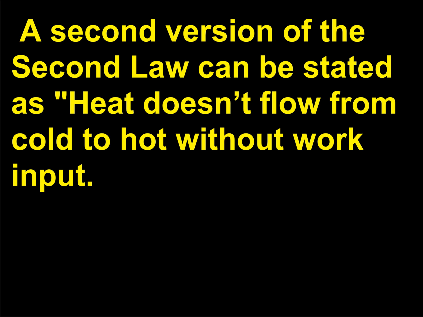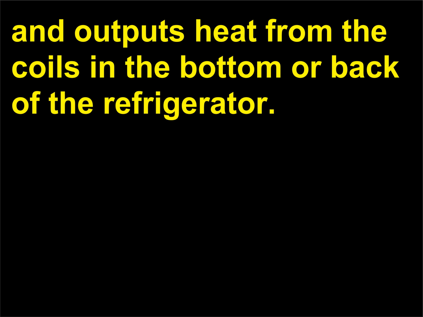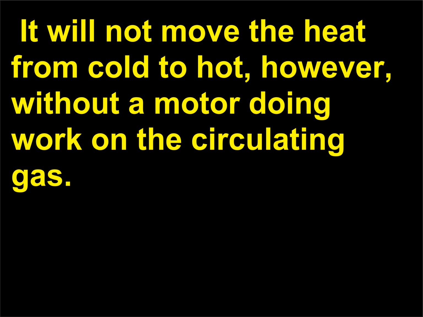A second version of the second law can be stated as heat doesn't flow from cold to hot without work input. For example, a refrigerator removes heat from the food at a low temperature and outputs heat from the coils in the bottom or back of the refrigerator. It will not move the heat from cold to hot, however, without a motor doing work on the circulating gas.